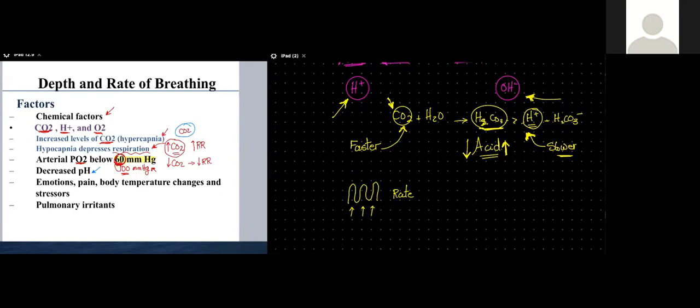But the depth of breathing is going to be determined by how strong you're going to be contracting the muscle. And the stronger you contract the respiratory muscles, what's going to happen? If you have more elevation of the ribs, more depression of the diaphragm, this means you're going to be increasing the volume of the chest. And as you increase the volume, you're going to be dropping the intrapleural pressure.